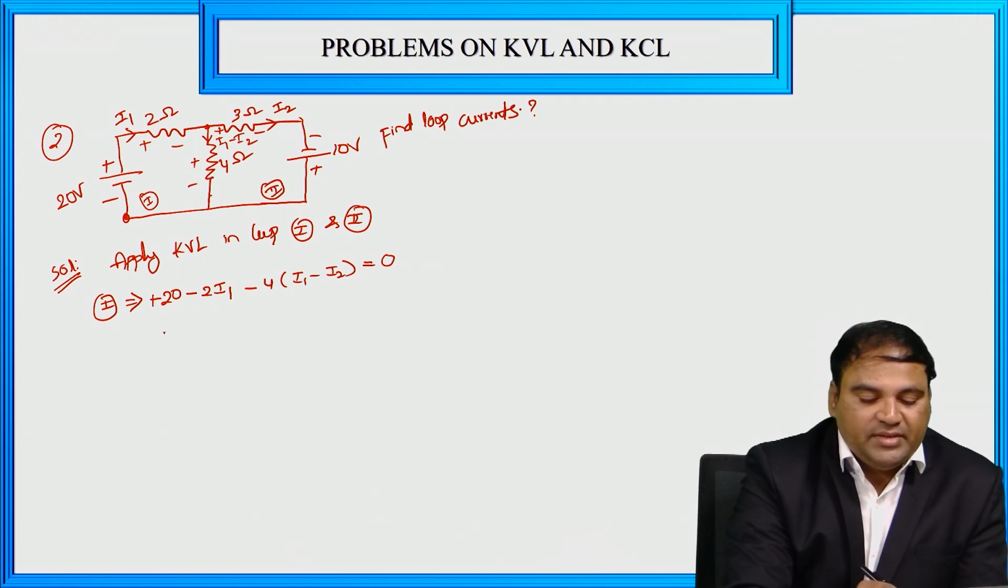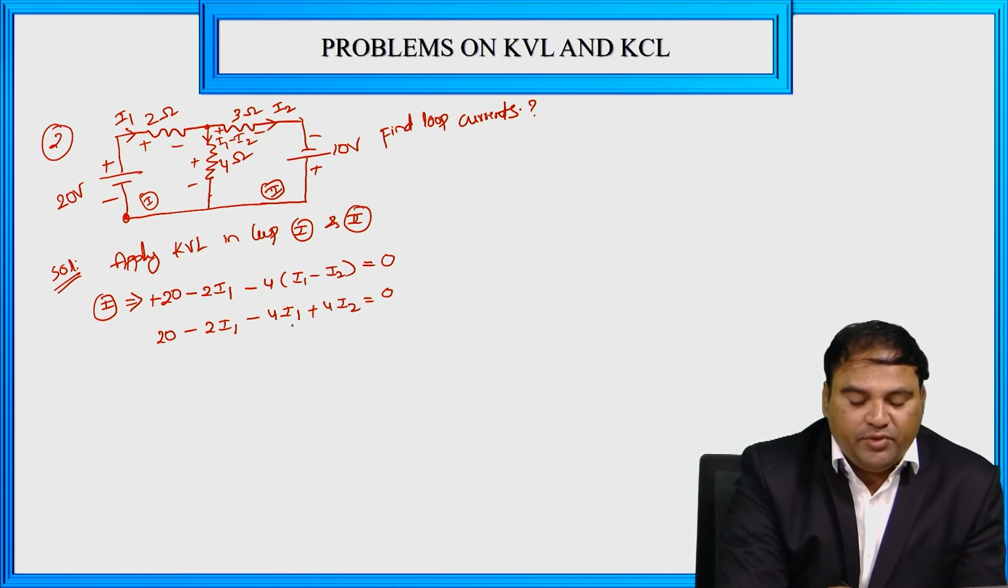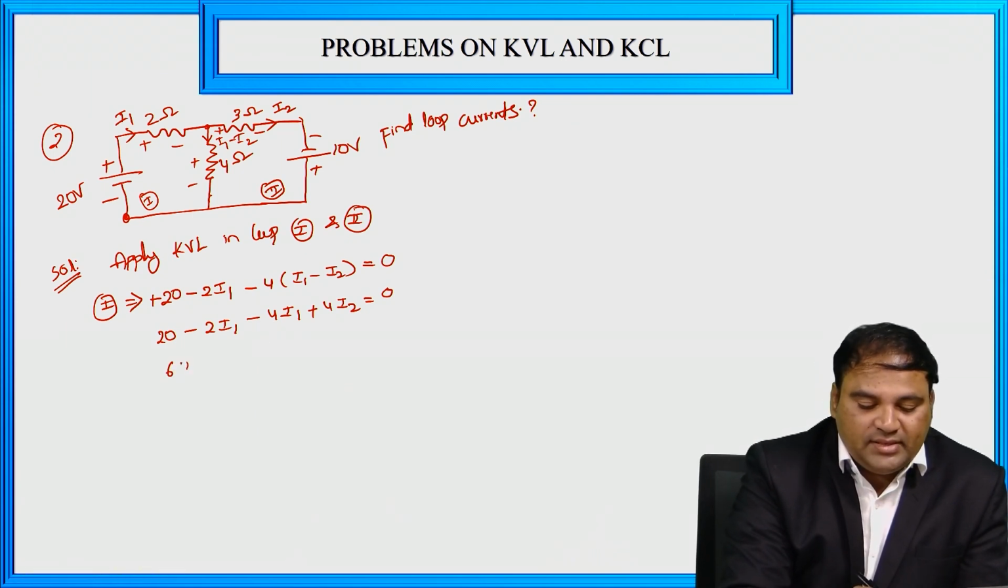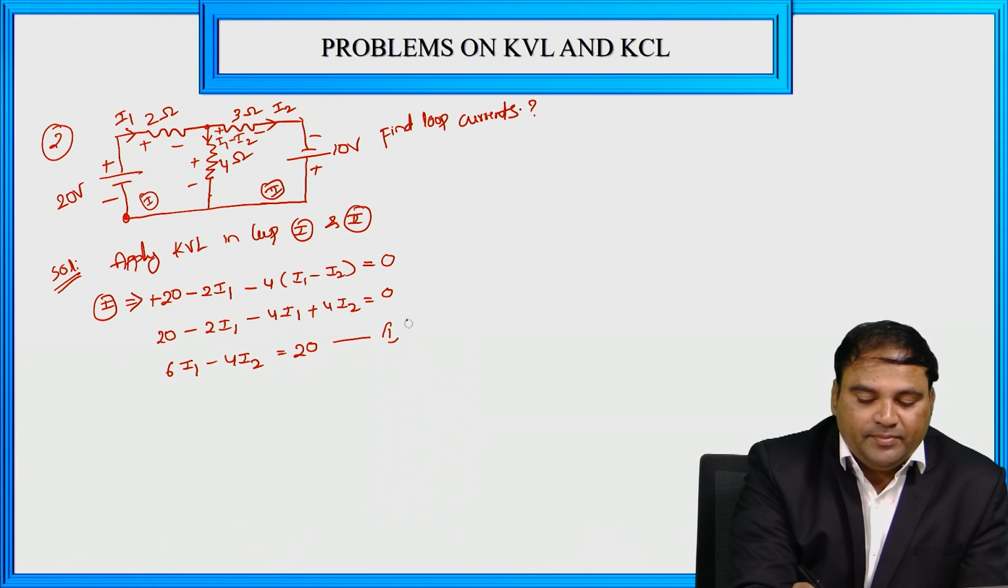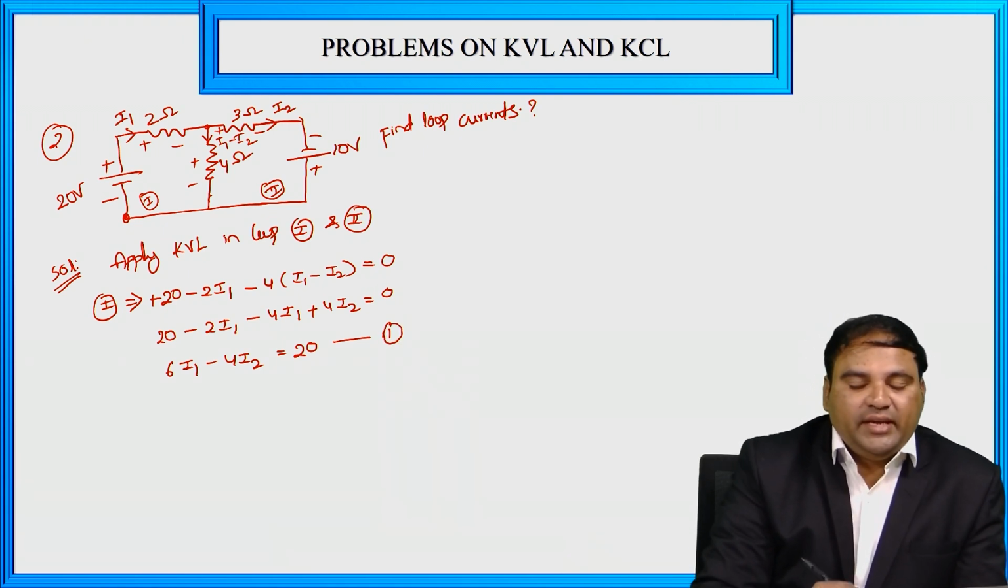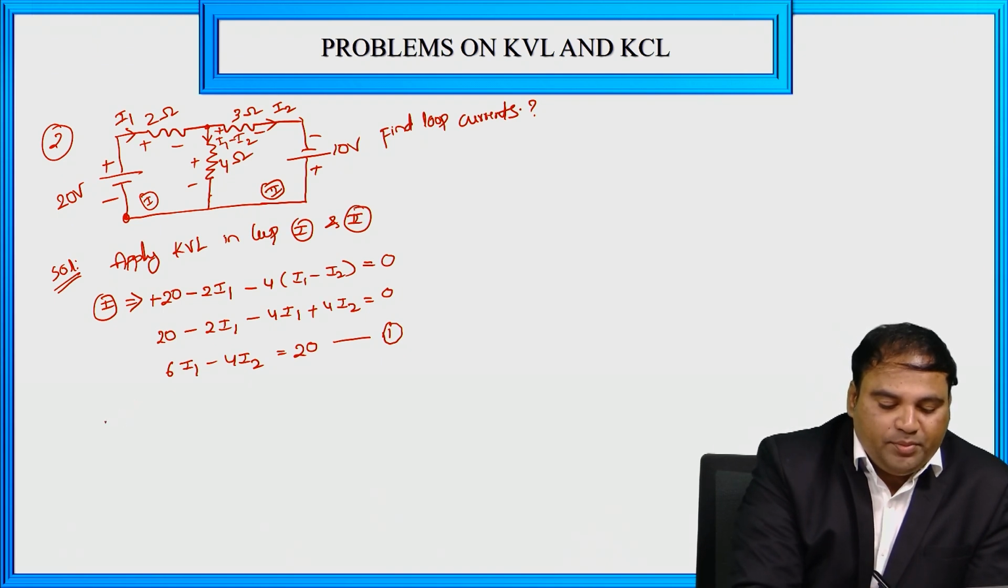Now simplify this equation. So 20 minus 2I1 minus 4I1 plus 4I2 equal to 0. Now minus 2I1 minus 4I1 is minus 6I1. Minus 6I1 will go to that side. So plus 6I1 minus 4I2 is equal to 20. Let us take this as equation number 1, the first loop equation.